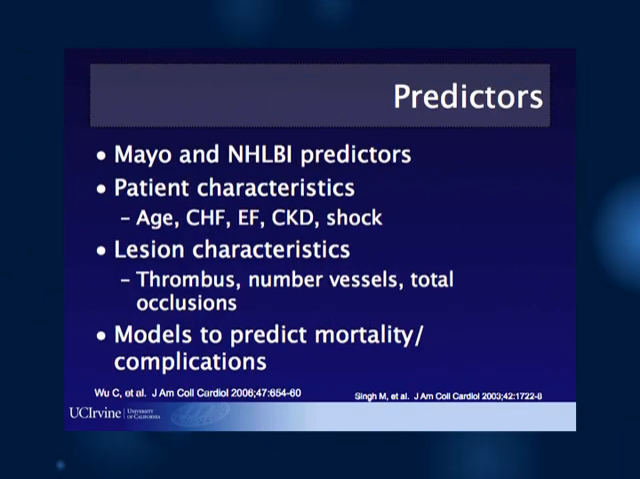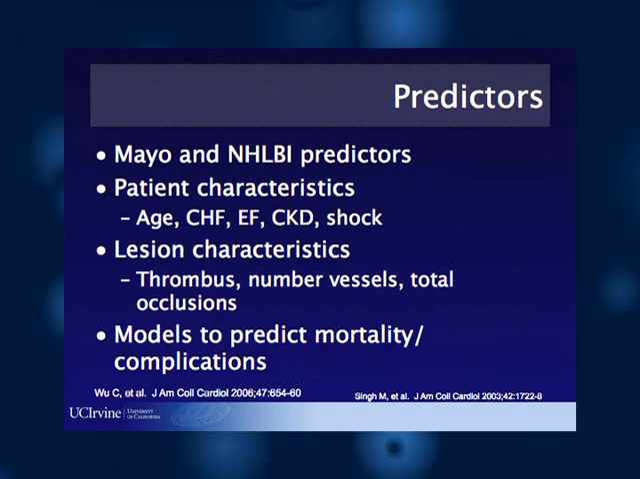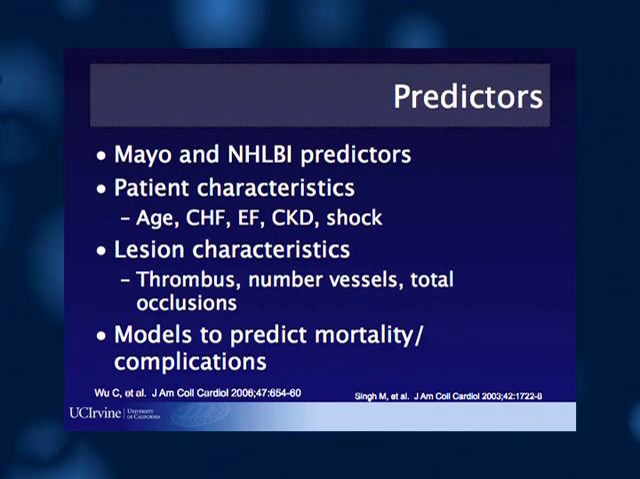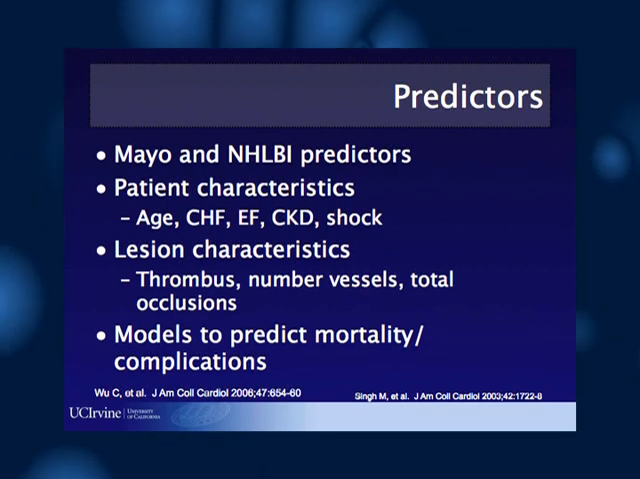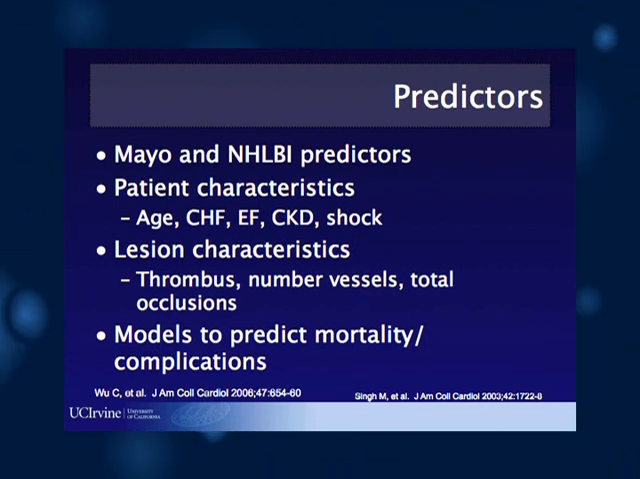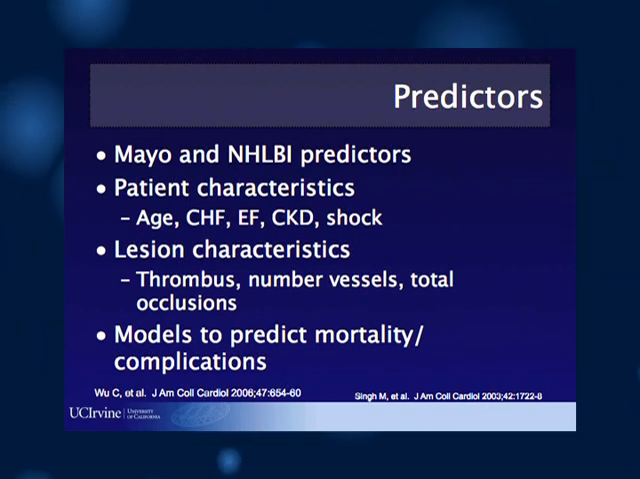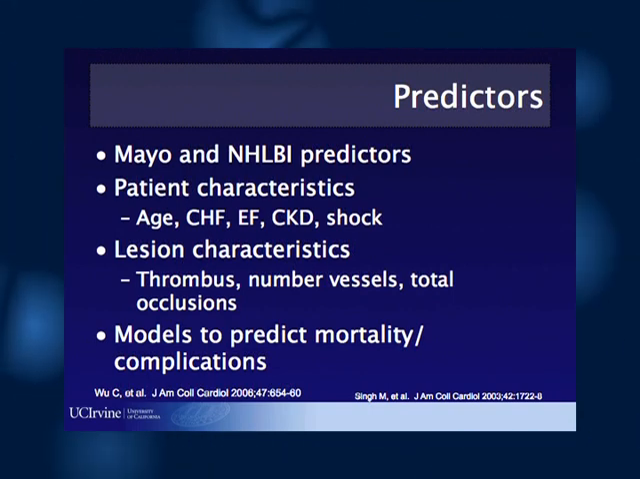The predictors of high-risk catheterization have been derived from experiences reported by the Mayo Clinic and the NHLBI. These are inclusive of patient characteristics, usually those of the elderly, those with congestive heart failure, low ejection fraction, chronic kidney disease, and shock. There are specific lesion characteristics associated with high-risk events. These include the presence of thrombus, multivessel coronary artery disease, severe and total occlusions. And from this data, models have been built to predict the mortality and complications related to high-risk PCI.